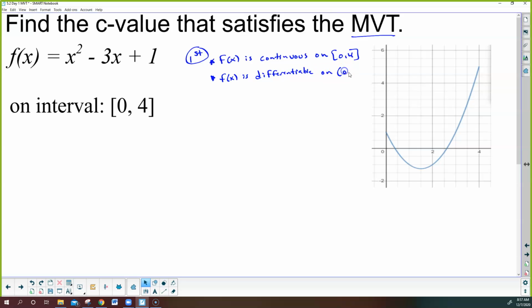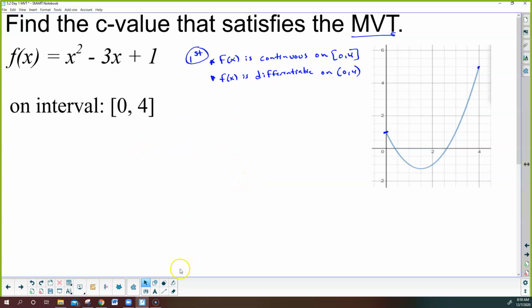On the open interval. The reason why it's open instead of closed is because at these two endpoints, the derivative to the left or the right don't exist. So that's why we have to have open symbols. But this is the first part. You have to state this. If you don't, you're not stating the if portion of the hypothesis of the mean value theorem. When you use theorems, you have to state the hypothesis. All right, so there's the first part.